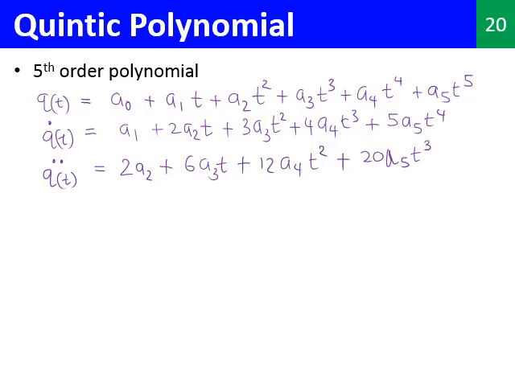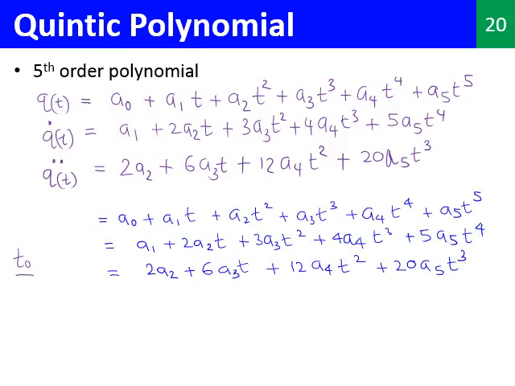Now for the constraints, we can consider the two configurations. First, for t equals t0, we can substitute for t, so all these would become t0. Initially our joint angle, let's take that as q0, the initial joint velocity can be v0, and the initial joint acceleration, we can take that as alpha 0.